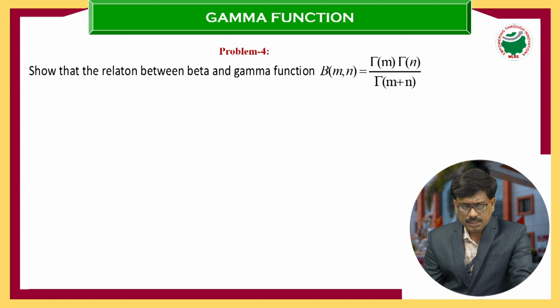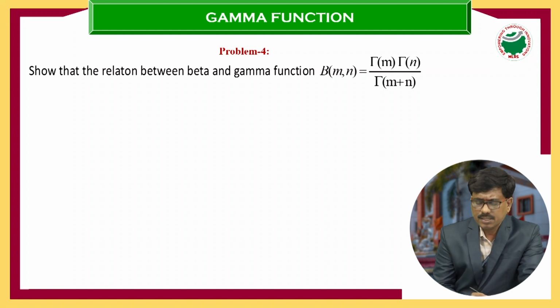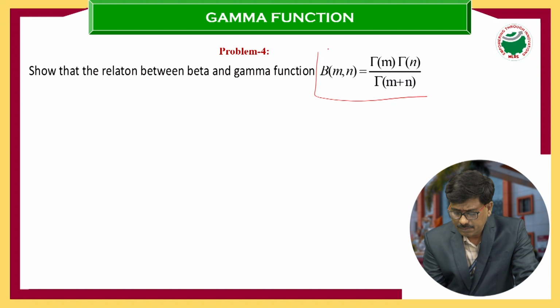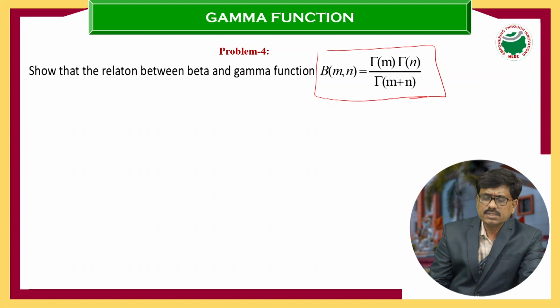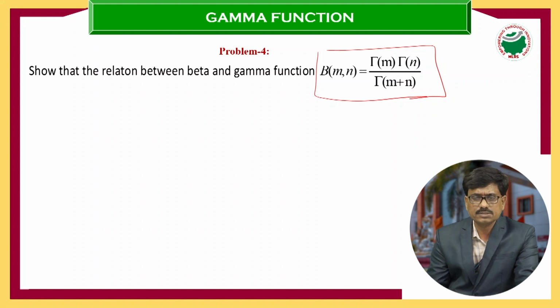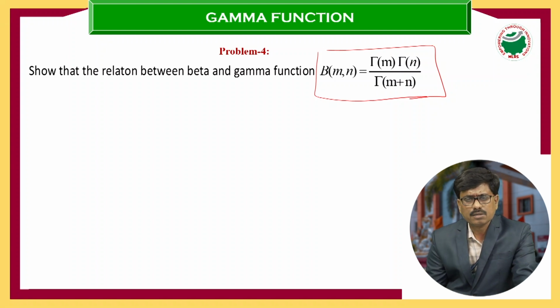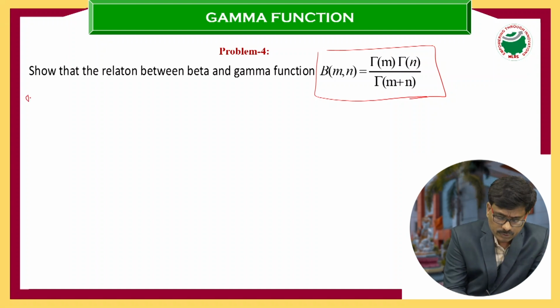Okay, this is about the relation between beta and gamma. Now let me prove the result. What is the relation between beta and gamma? Beta of m comma n equals gamma m gamma n divided by gamma of m plus n. We need to prove this result. We must understand some basic definitions of the beta function, some definitions of the gamma function, and also some properties of the beta function in the form of integral functions. Okay, let me go with the proof.